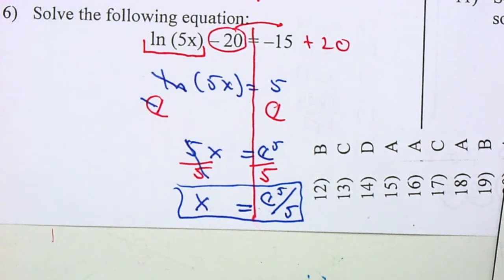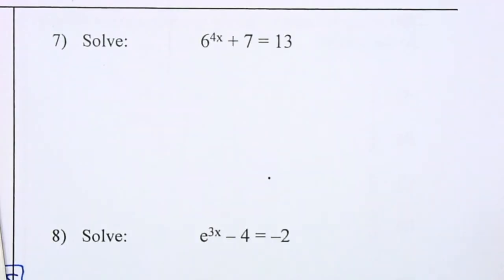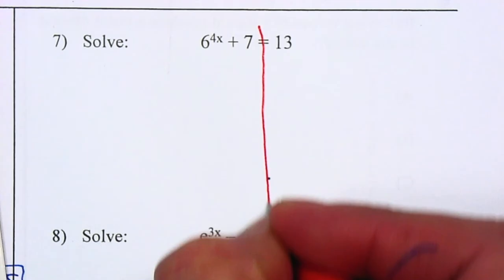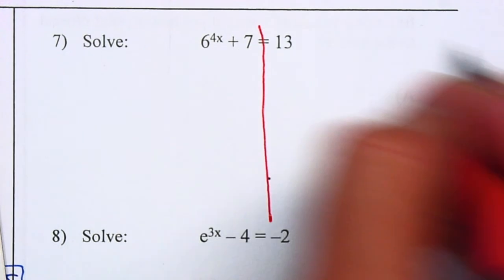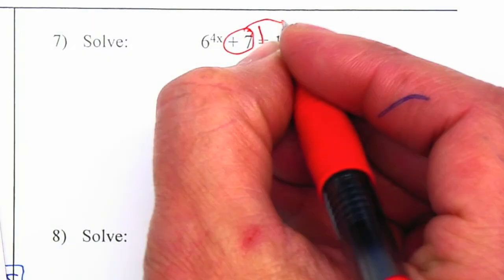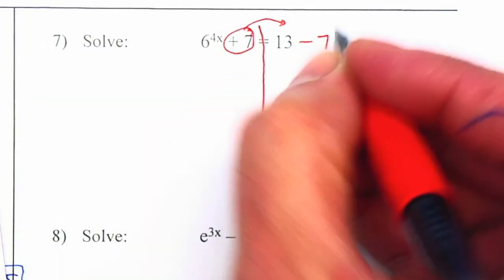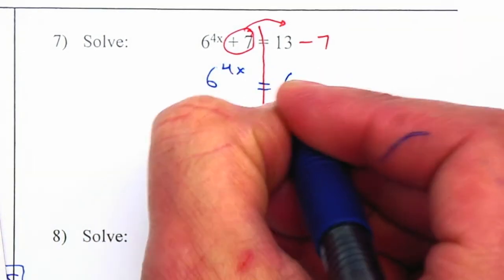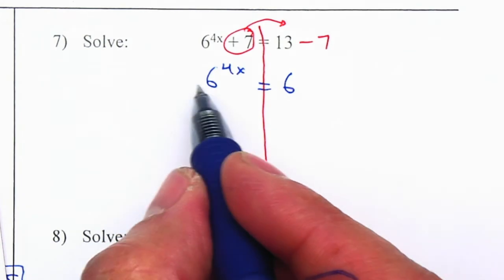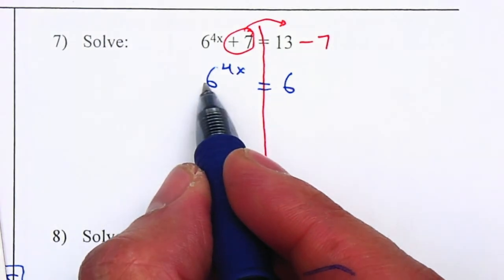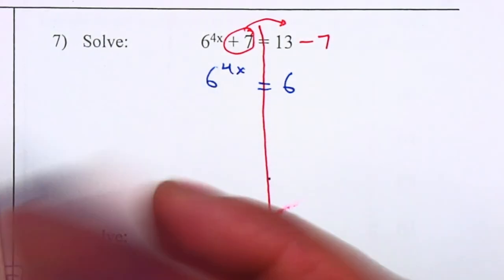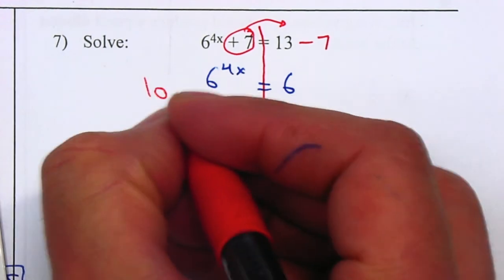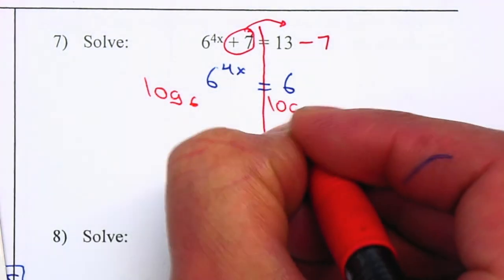Let's continue with example number 7. Example number 7, I want to be able to solve. Go through the same process, draw the line. I'm going to move my 7 to the right, becomes a negative 7. That'll be 6 to the 4x is equal to 6. I want to get rid of the base. So the opposite of a base is a log. So I'm going to do log base 6 on both sides.